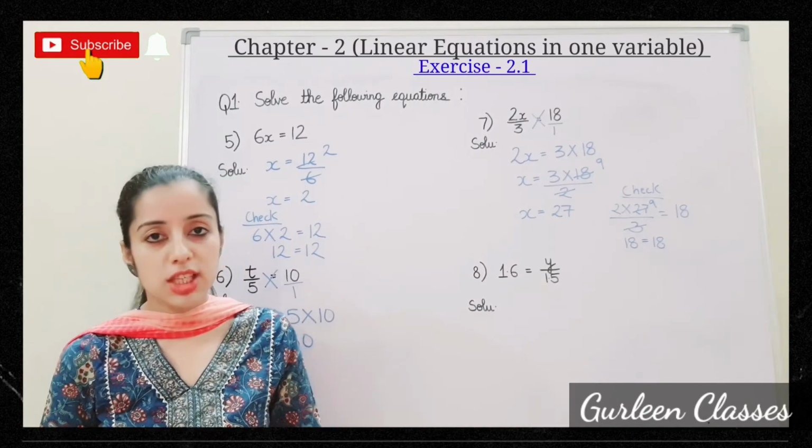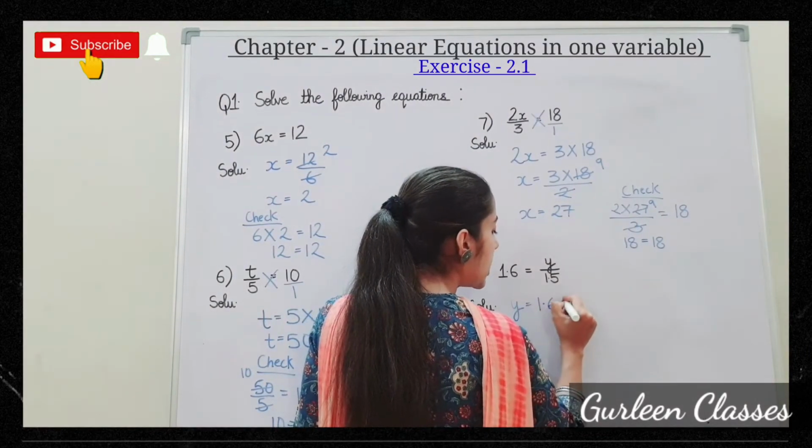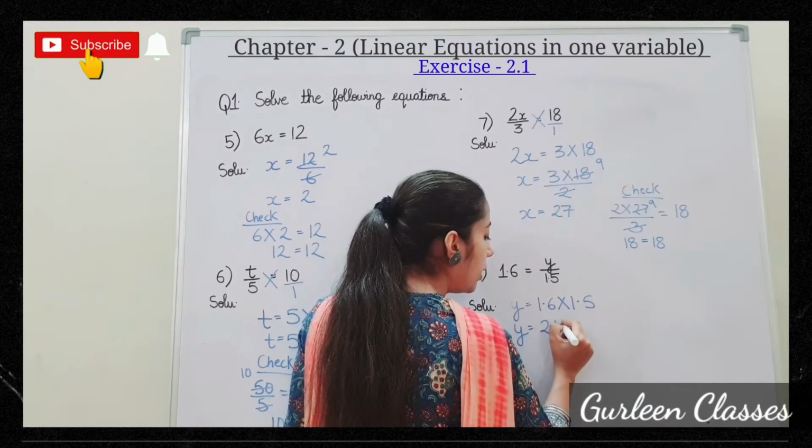Eighth part, 1.6 is equal to y upon 1.5. So let us do cross multiply. So right here y is equal to 1.6 into 1.5. Value of y is coming 2.4.